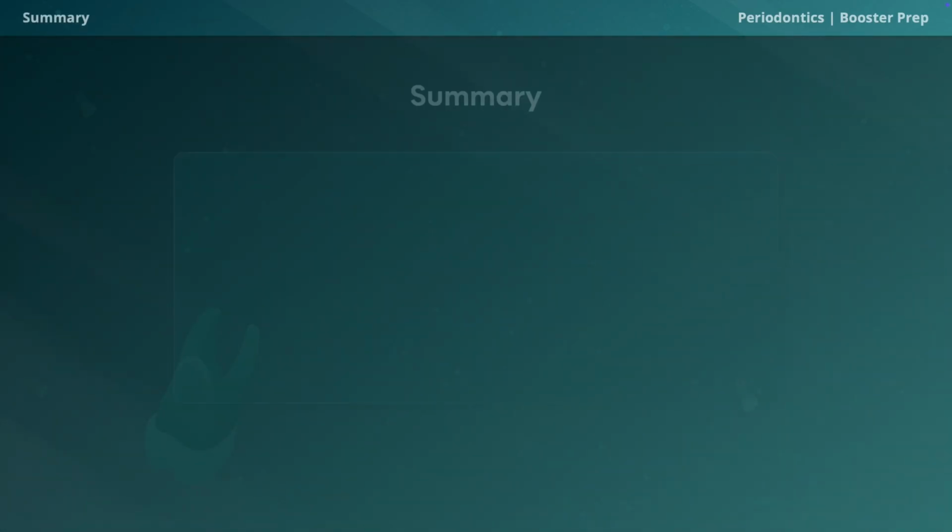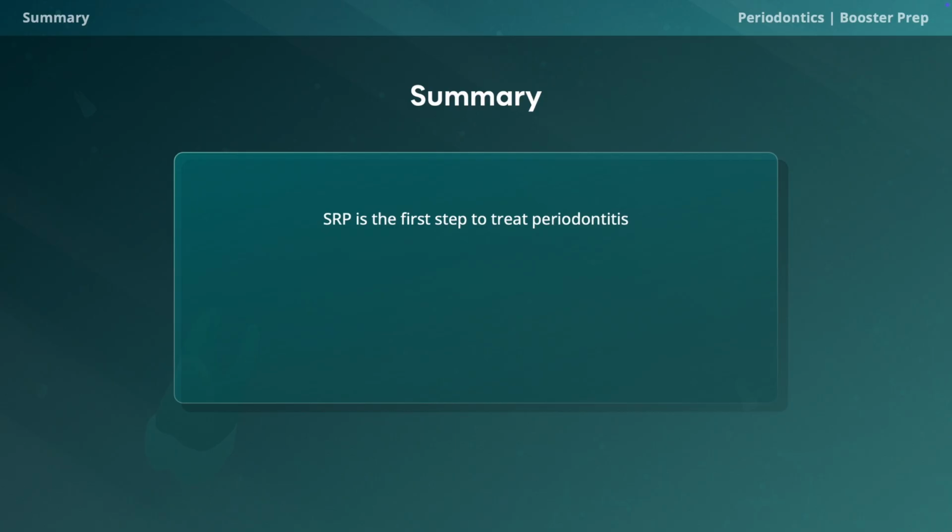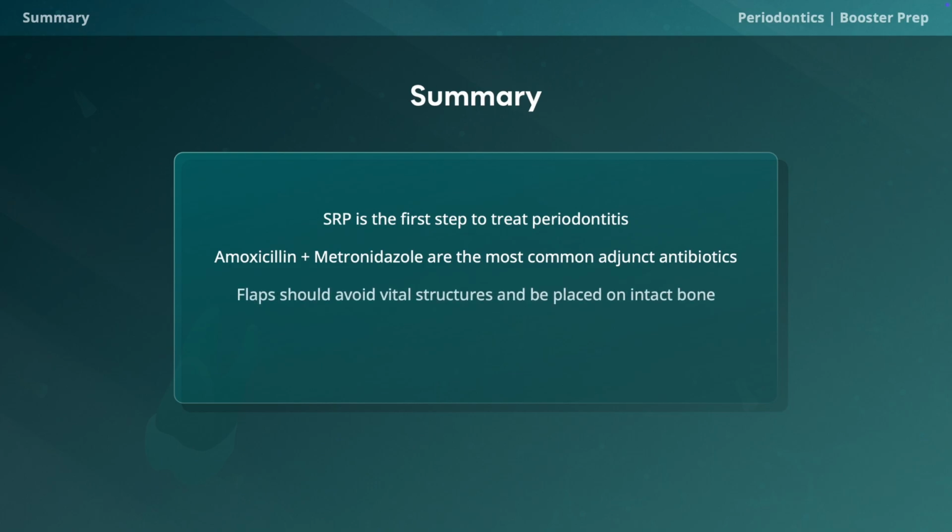All right, great job everyone. Here's our summary for non-surgical and surgical therapy. So to start, an SRP is the first step in non-surgical, also called initial therapy, to treat periodontitis. Next, amoxicillin and metronidazole are the most common adjuncts for treating generalized aggressive periodontitis. In regards to flaps, they need to avoid vital structures and to be placed ideally over bone. And lastly, autografts have the 3 O's. They are osteoconductive, osteoinductive, and lastly, osteogenic.